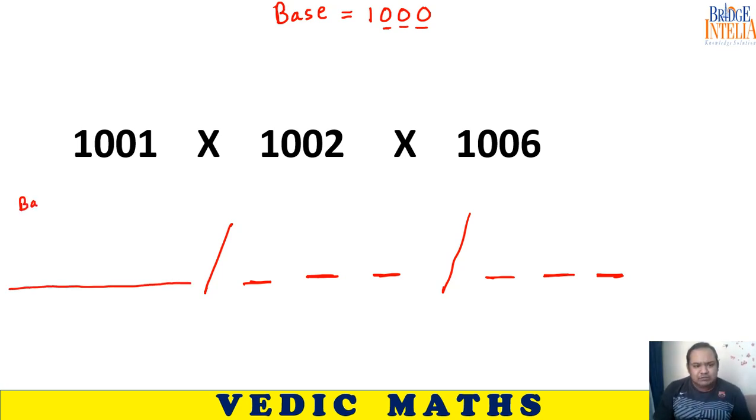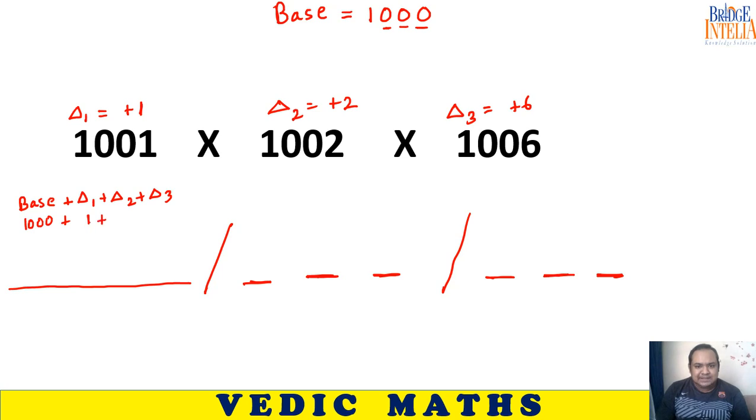So in first part, what do we do? Base plus all the three deviation. Delta 1 is equal to plus 1. Here delta 2 is equal to plus 2. Delta 3 is equal to plus 6. So base plus delta 1 plus delta 2 plus delta 3. So this comes out to be 1000 plus 1 plus 2 plus 6. So that is equal to 1009.